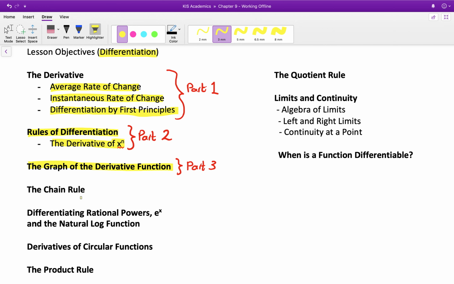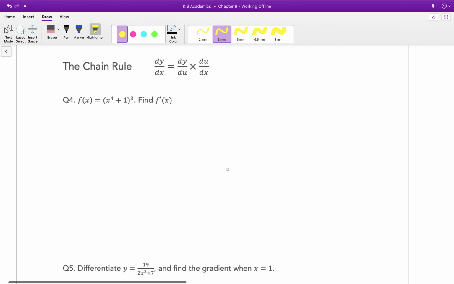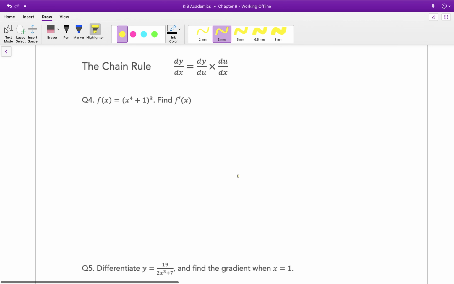Hey guys, in today's video we're going to look at the chain rule. The chain rule is a method of differentiation that we use when we have a composite function that we are asked to differentiate. So for example, if we have a look at this function here, this is a composite function.